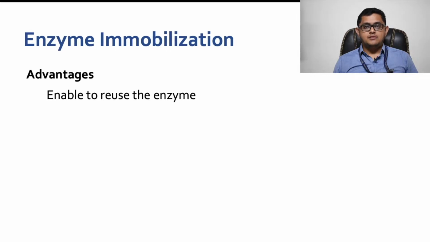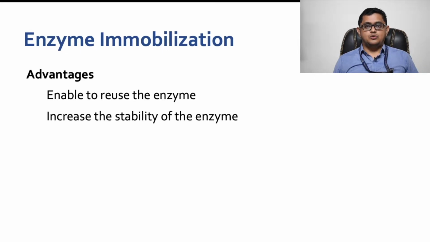If you immobilize an enzyme in a bead or a solid platform, you can just remove the beads through filtration so that we can reuse that enzyme. That is a major advantage of enzyme immobilization. The second advantage is that it always increases the stability of the enzyme. Whenever we do a matrix entrapment method, the same enzyme can be used at high temperature or high pH. So that is another advantage.